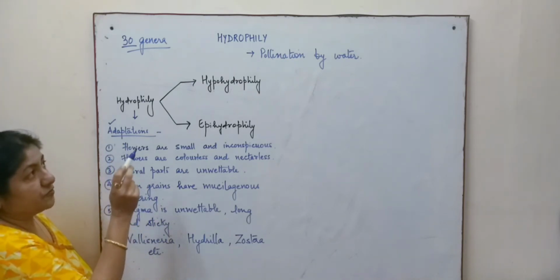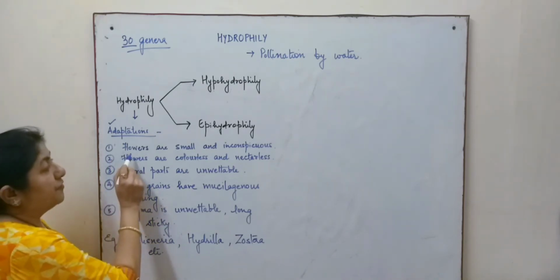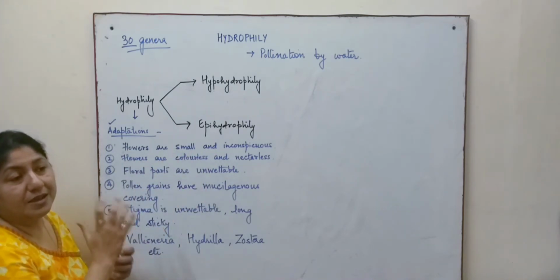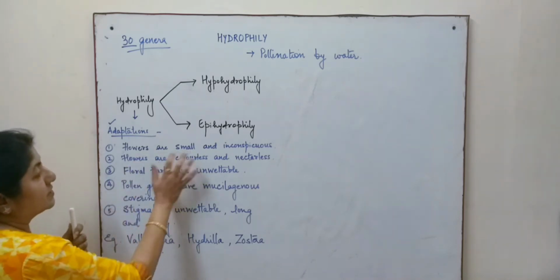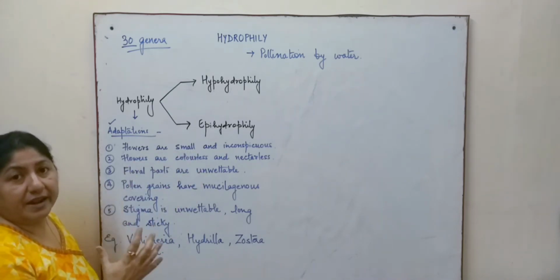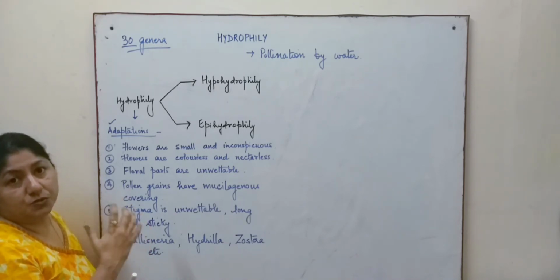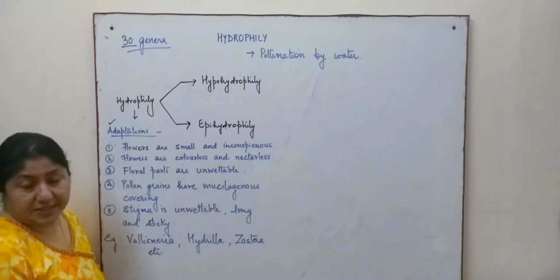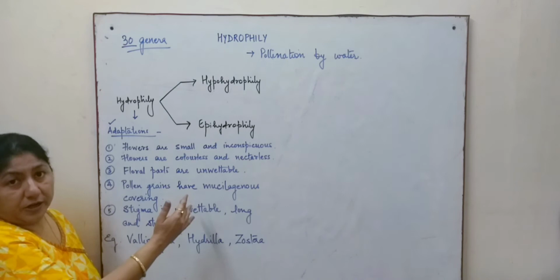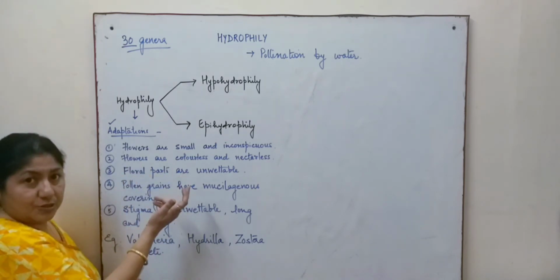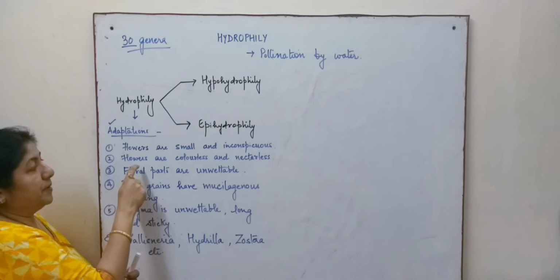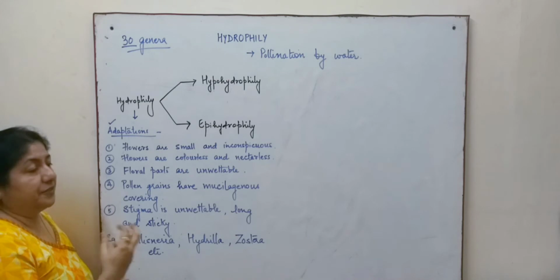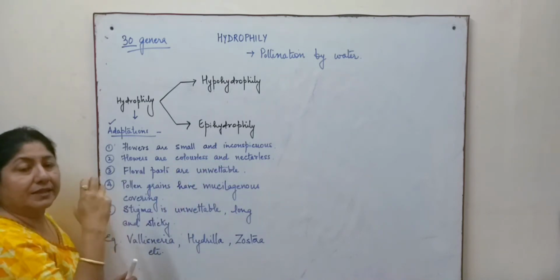The first adaptation seen in the plants is that the flowers are small and inconspicuous. That means they are not very prominent and are small in size, because the flowers have to be present inside the water. The flowers are colorless and nectarless, the same as in wind pollinated flowers, because color and nectar are mostly to attract insects.